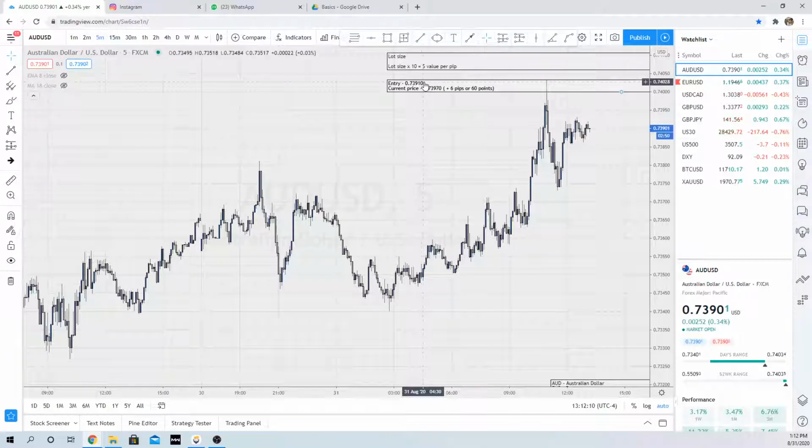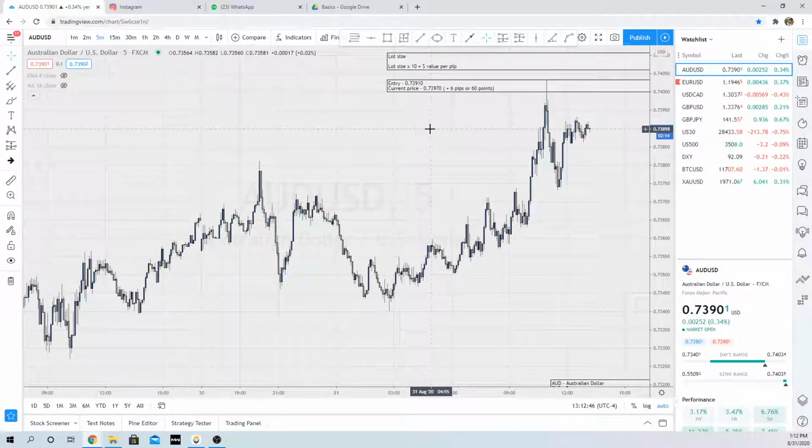Now, a point is really small. That's why it's the 5th decimal. It's so small that it's kind of irrelevant. That's why the next best thing is called a pip, which is where the 1 is. So 10 points equals 1 pip. If this 0 went up to a 5, for example, you'd be up 5 points, or half a pip. If this 1 went up to 2, so if it was 0.73920, it would have gone up a full pip, or 10 points, right?